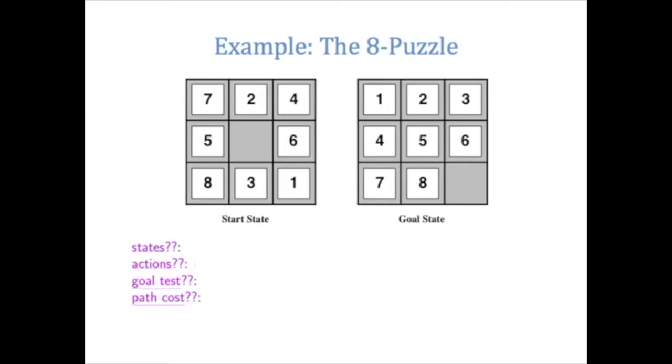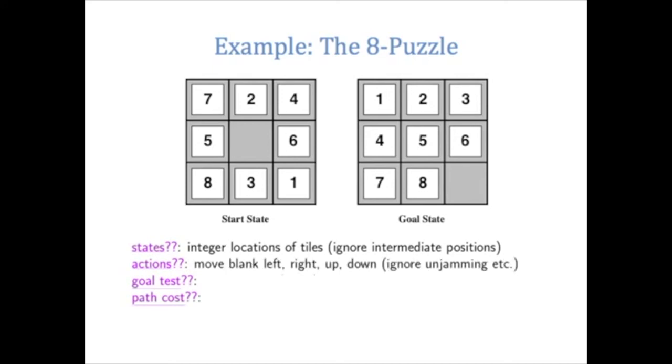numerical order. So here, what are the states? Well, they're the integer locations of the tiles. That is, we know that, for instance, in our start state, 7 is in space 1, 1 starting from the top, and 2 is in 1, 2, and so forth. And we're going to ignore intermediate positions because all we're interested in is where the tile ends up after each sliding move.